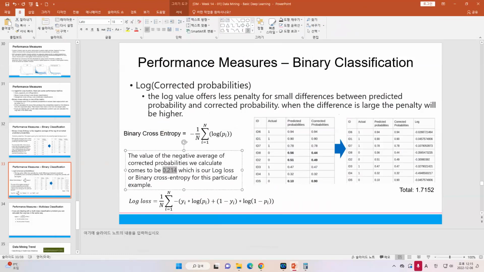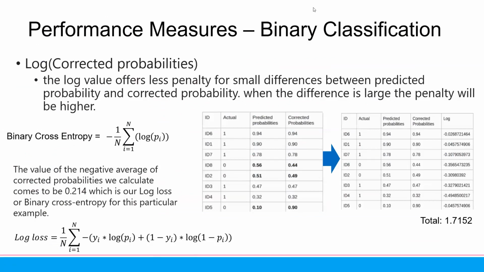The log loss can also use this formula. It means yi multiplied by log of the corrected probability, plus 1 minus yi multiplied by log of 1 minus probability. So basically, you can also use this one for the log loss, or you can use the binary cross entropy to measure the loss. So here we use the binary cross entropy to get the loss, which is 0.214.